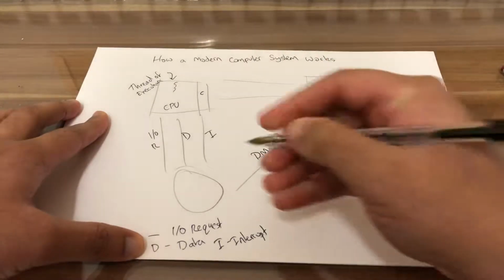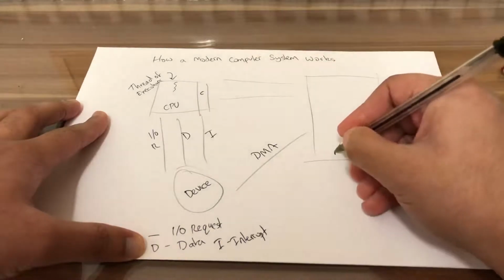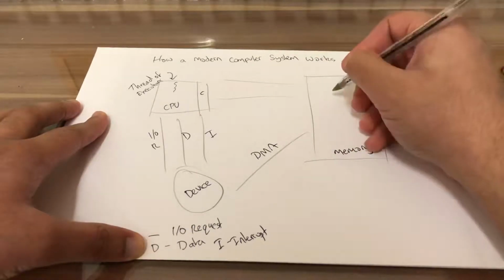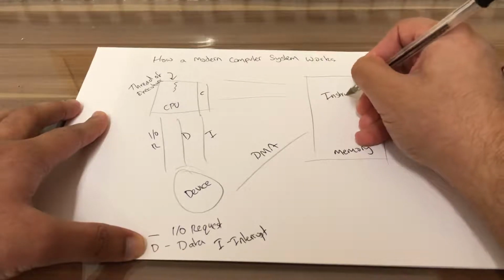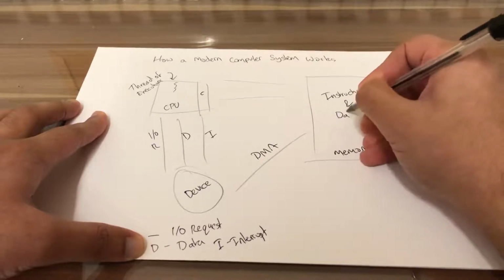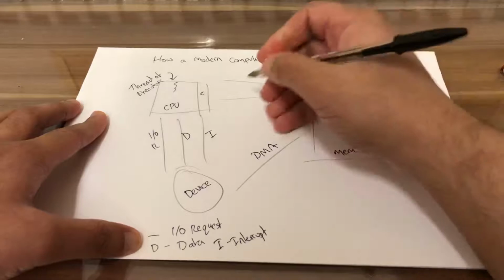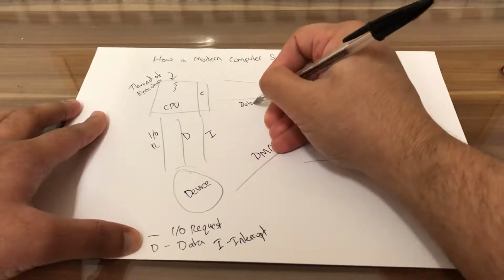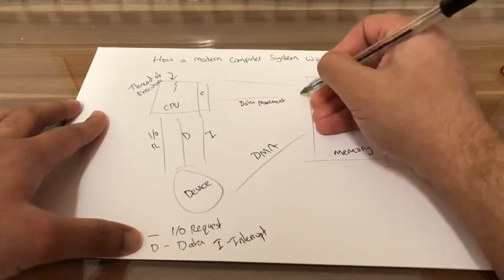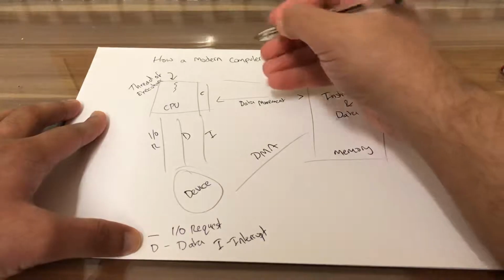DMA, device, memory, instructions, and data. Data movement. Instruction execution cycle.